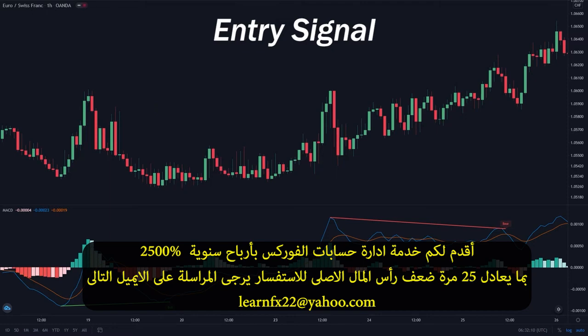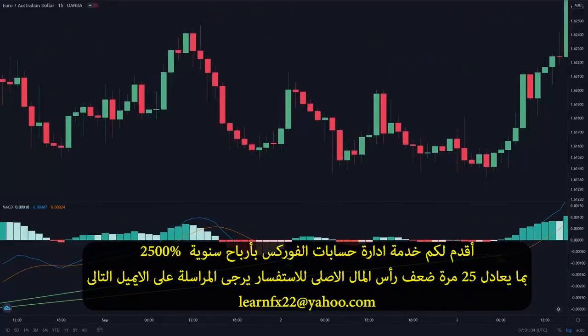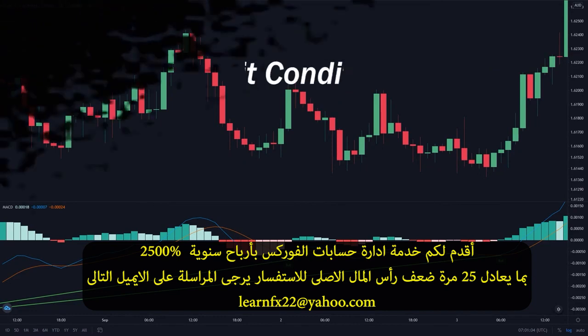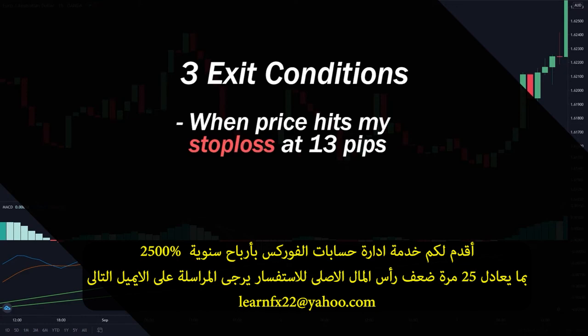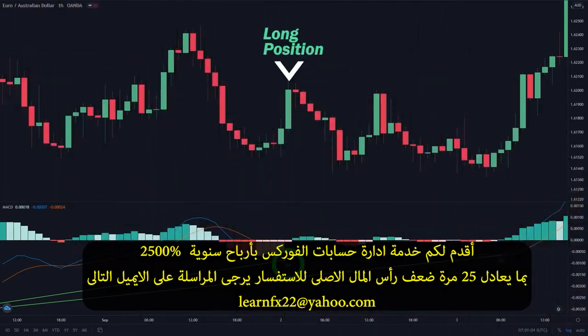And if the signal indicates a bear sign, then I'm taking a short position. Now for my exit signal. So for this backtest, there are 3 conditions for me to exit a trade. My first condition is when the price hits my stop loss, which would be a maximum loss of 13 pips. So I'd only receive a max loss of 13 pips.